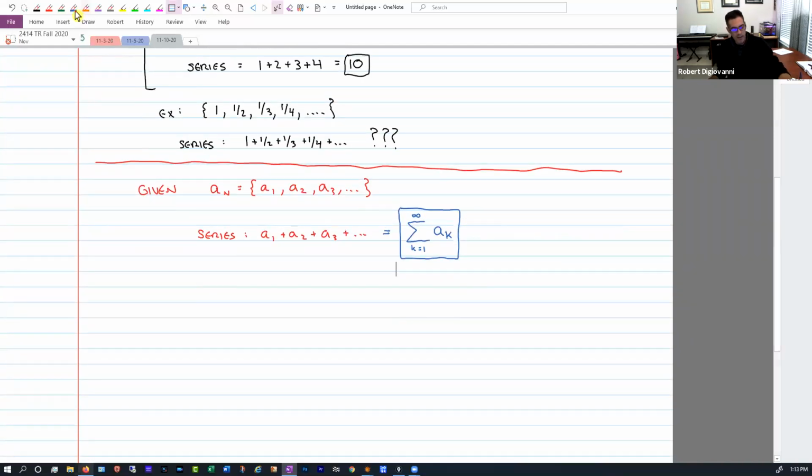So next concept, and this is very important, this next concept. Partial sums.